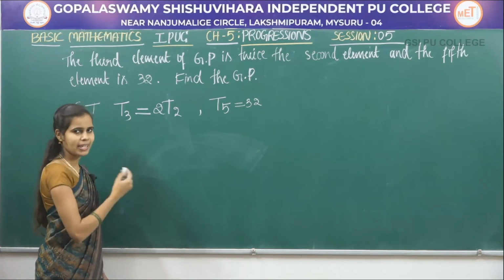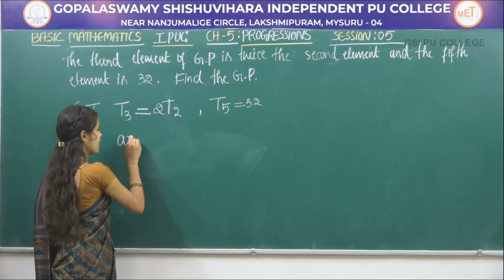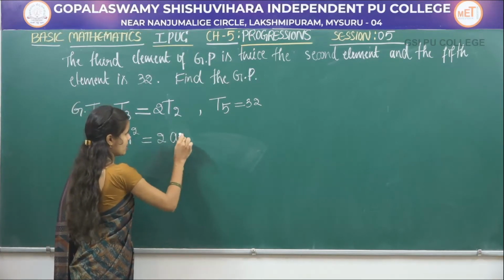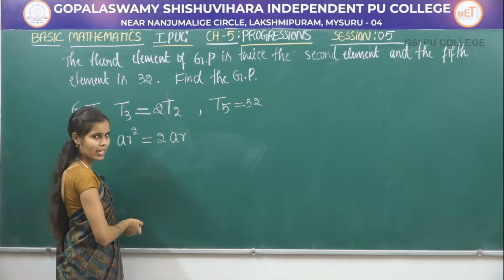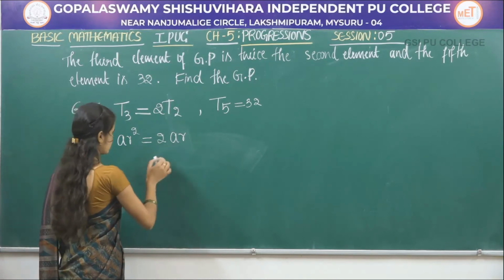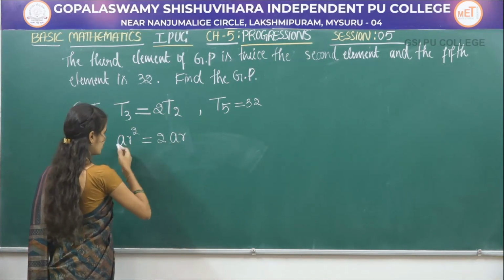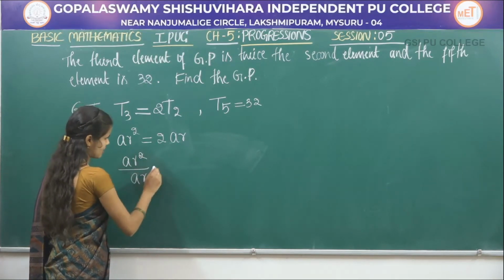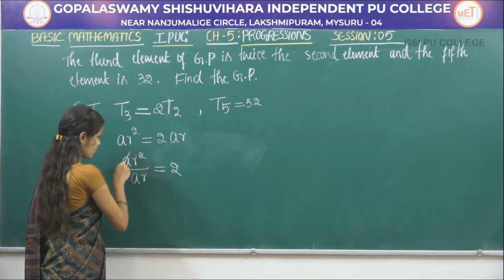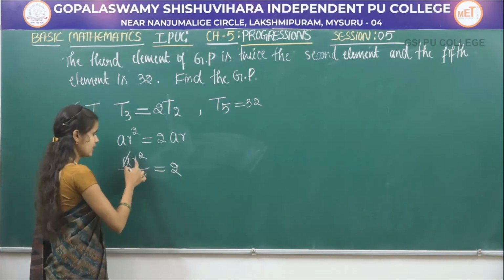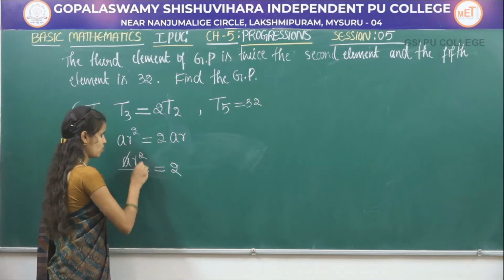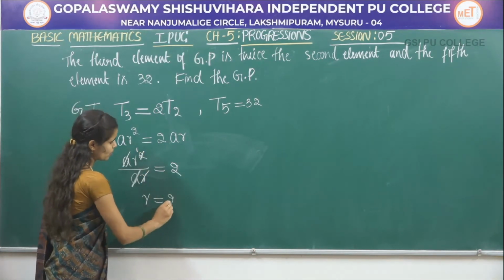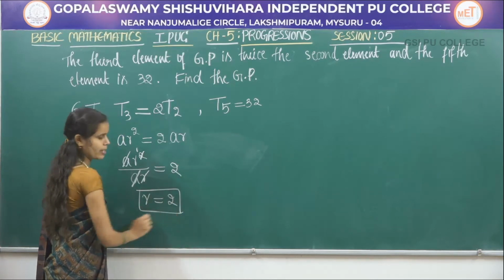First define T3. T3 means AR square. So it equals 2 into T2, AR to the power of n minus 1, 2 minus 1 means 1. So simplify here. Take these two terms to the left side. It becomes AR square divided by AR is equal to 2. So A gets cancelled, and of the R's, 1 R gets cancelled, remaining R. Therefore R is equal to 2.